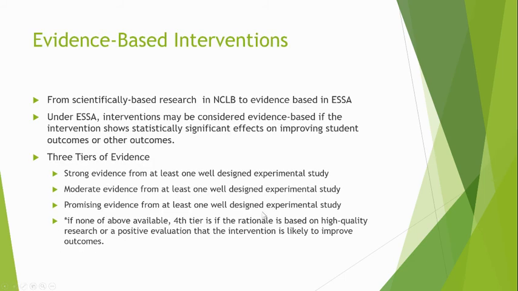As far as interventions, we want to look at evidence-based interventions. They must be evidence-based, meaning the intervention shows statistically significant effects on improving student outcomes. It has 3 tiers of evidence: strong evidence from at least one well-designed experimental study, moderate evidence from at least one well-designed experimental study, and promising evidence from at least one well-designed experimental study. If none is available, a 4th tier is if the rationale is based on high quality research or a positive evaluation that the intervention is likely to improve outcomes.